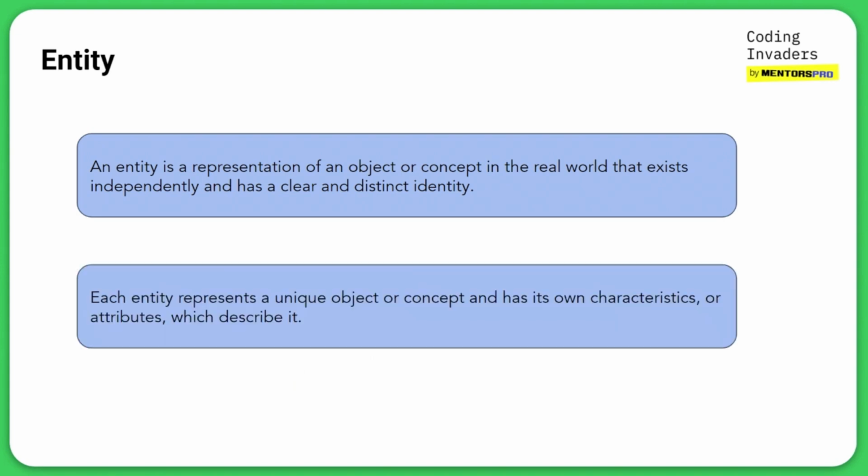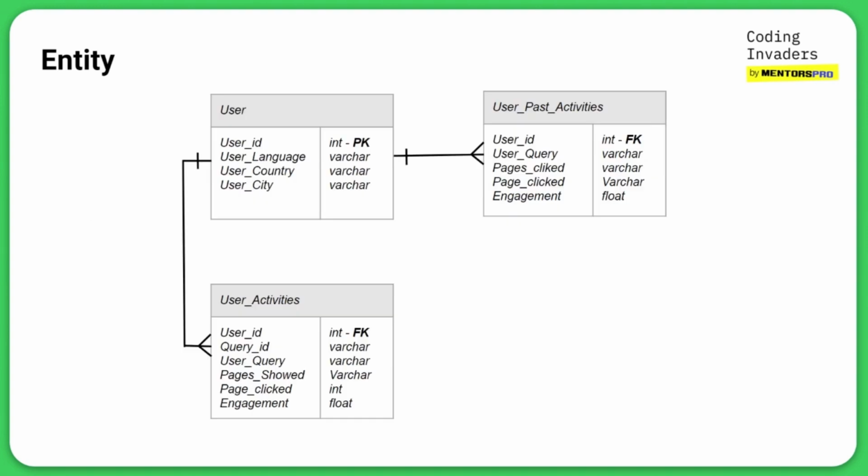Each entity represents a unique object or concept and has its own characteristics or attributes which describe it. For example, the student entity might have attributes such as student ID, name, and address, while the course entity might have attributes such as course code, title, and instructor. In our search engine example, a user is a real world entity having certain attributes and has some past and current activities on our search engine. Here, the user is the entity since they have their own attributes.